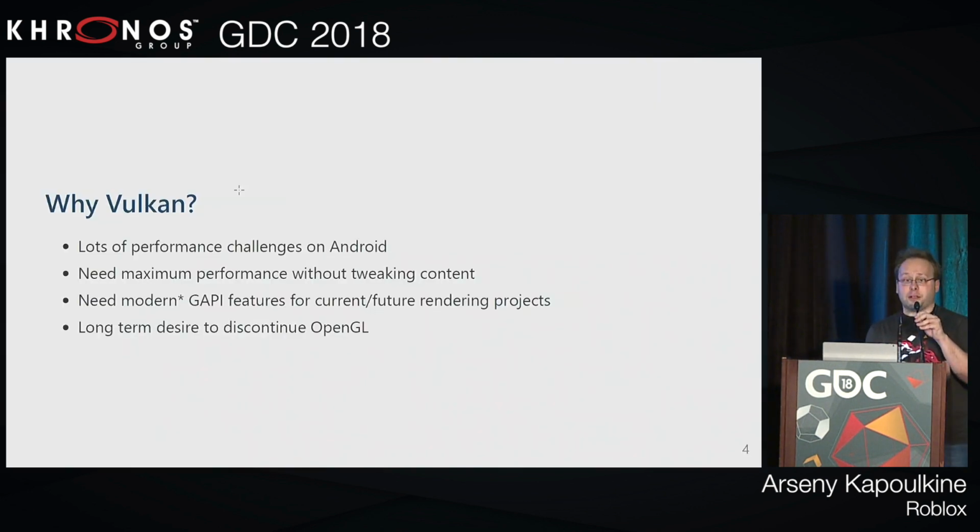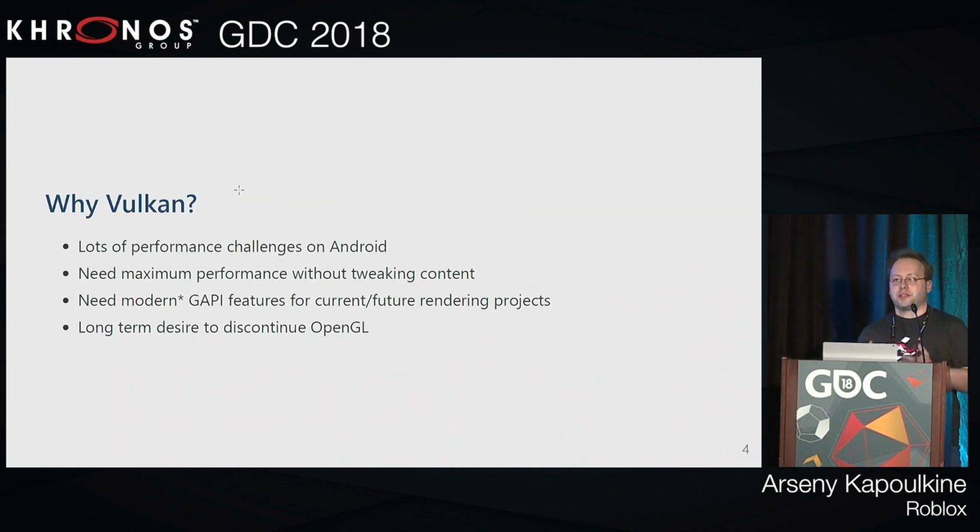Now, why Vulkan? We support a lot of platforms, and on each platform there are unique performance challenges. We like the content on our platform to work across the board on each hardware platform that we run on, and to work fast. Sometimes it works out for us, sometimes it doesn't. We have to do a lot of optimizations to make it possible. On Android specifically, performance is problematic. There are a lot of hardware issues, like thermal throttling, etc.